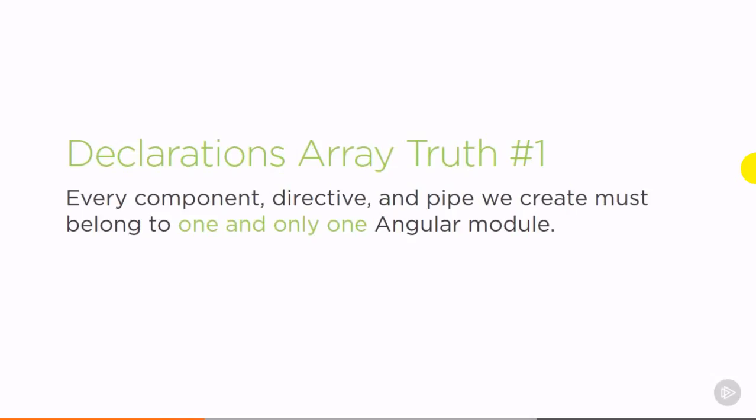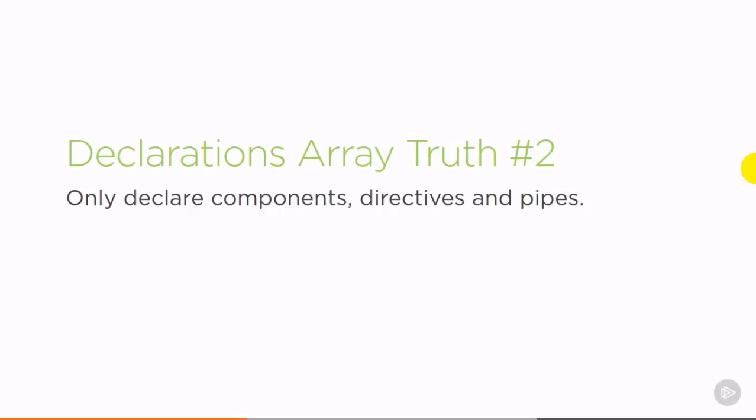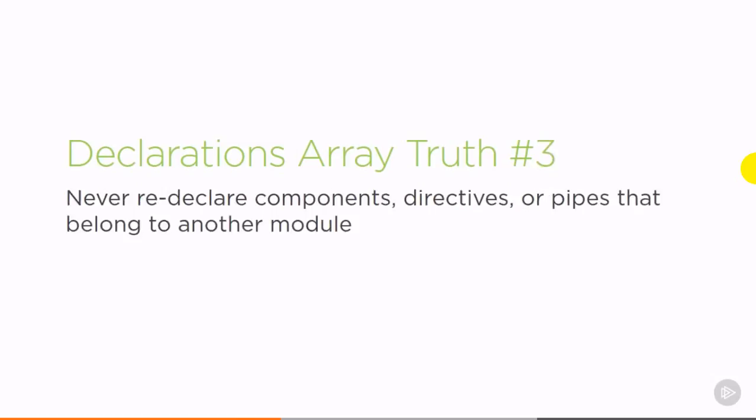As we separate out our pieces, it is important to remember that each component, directive, and pipe belongs to one and only one Angular module. Only declare components, directives, and pipes. Don't add other classes, services, or modules to the declarations array. Never redeclare components, directives, or pipes that belong to another module.